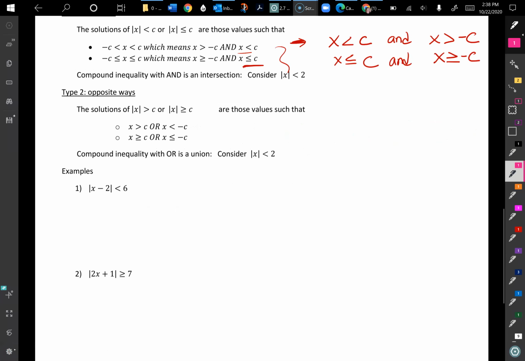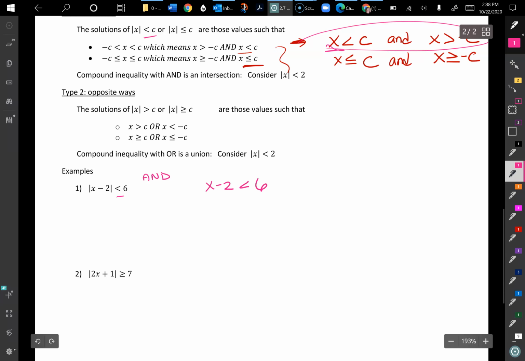So for example 1, we have absolute value of x minus 2 less than 6. My absolute value is already isolated, so I can just write down my scenarios, which I'm going to take from up here, because it is a less than situation. If it's a less than situation, it's going to be an and. So I'm going to have x minus 2. Here it says x, but that means the absolute value expression. And that's going to be less than 6 is one case. But then I have to look at the other side of it.